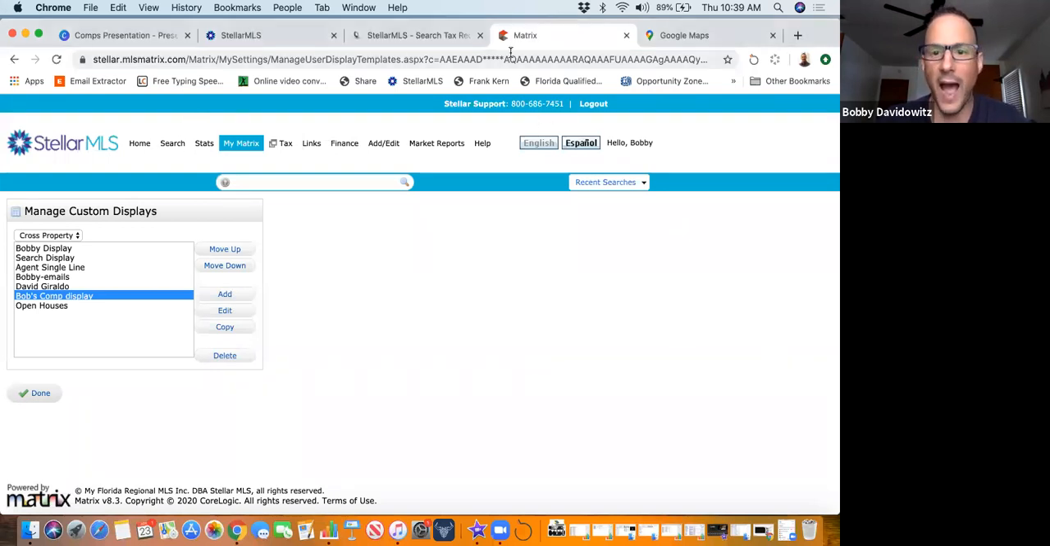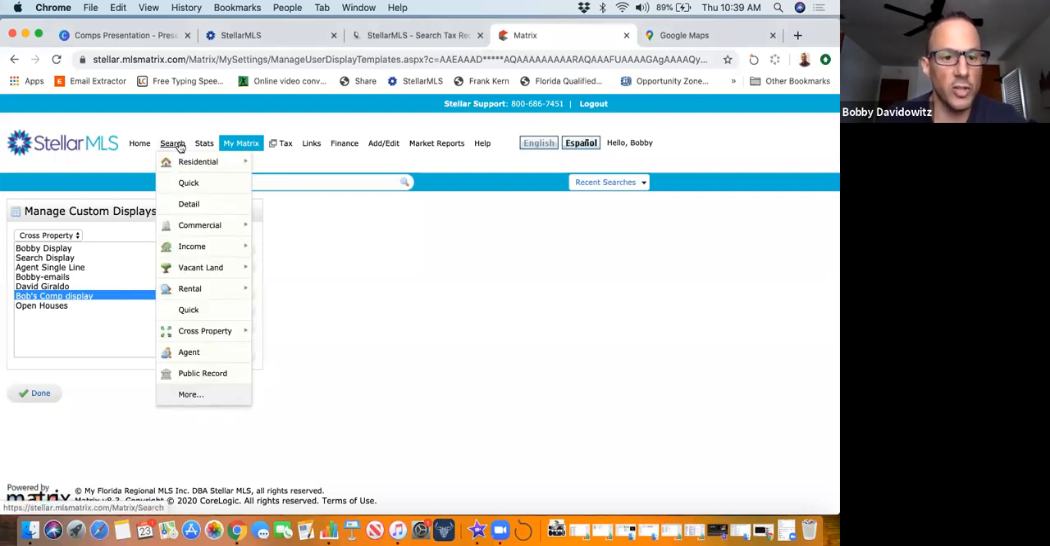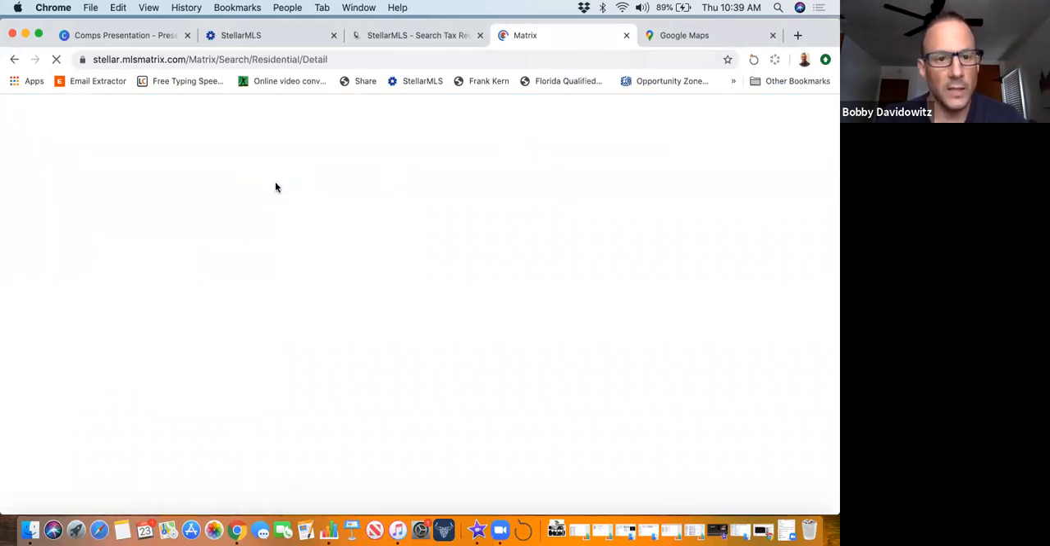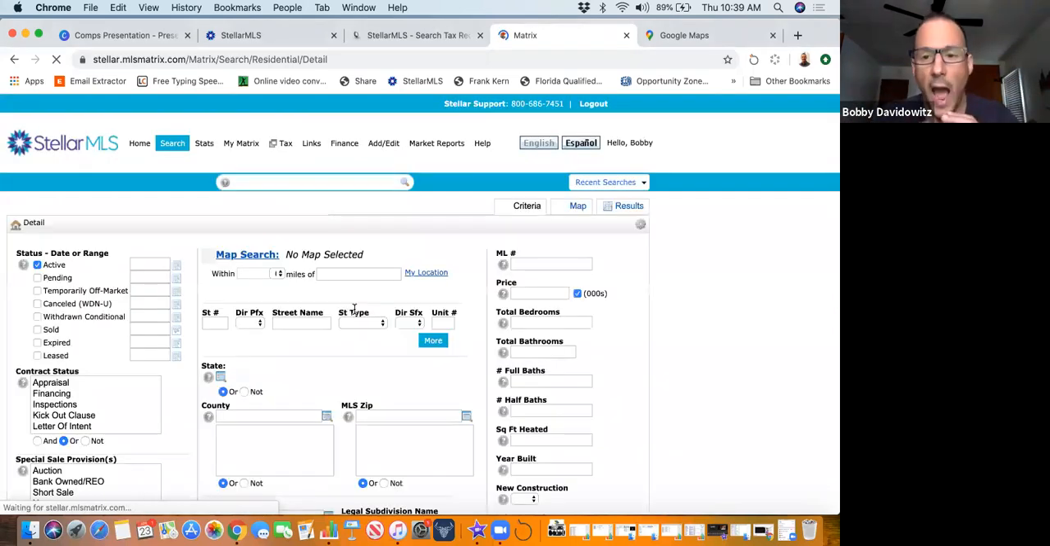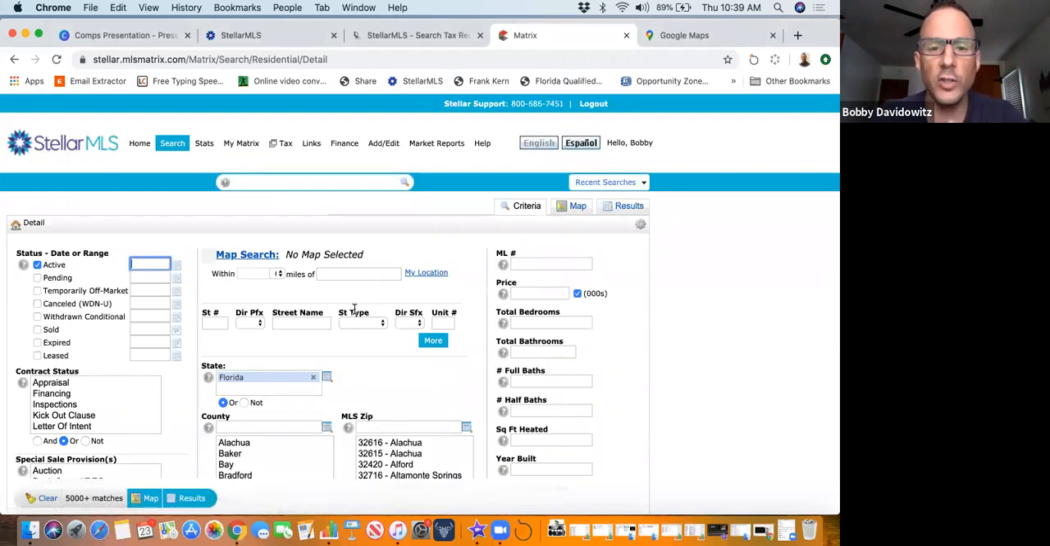So this is the way that I do comps. We're going to go to search residential detail. It's bringing up my criteria page, and it's actually quite simple. I don't get too specific up front. The reason is you don't want to knock out some information that you might need first, because sometimes if you get too specific, you don't pull up enough comps, and you don't get all the information. I'd rather pull up more comps at first, and then narrow it down after.